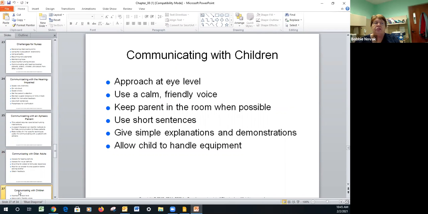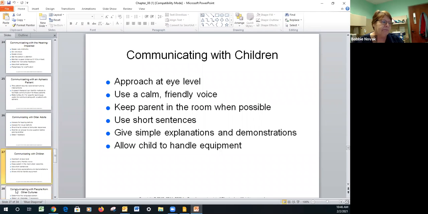Children, we want to approach them at eye level, and most of you have kids out there, so you know this. You want a calm, friendly voice. You don't want to scare the children. Okay. Keep your sentences short. All right. Give simple explanations. Allow them to handle the equipment. Allow them to handle the stethoscope and the pen light and things like that. Not anything that's going to hurt them, but let them see and feel and see what it's about. It'll be less scary for them to do that.